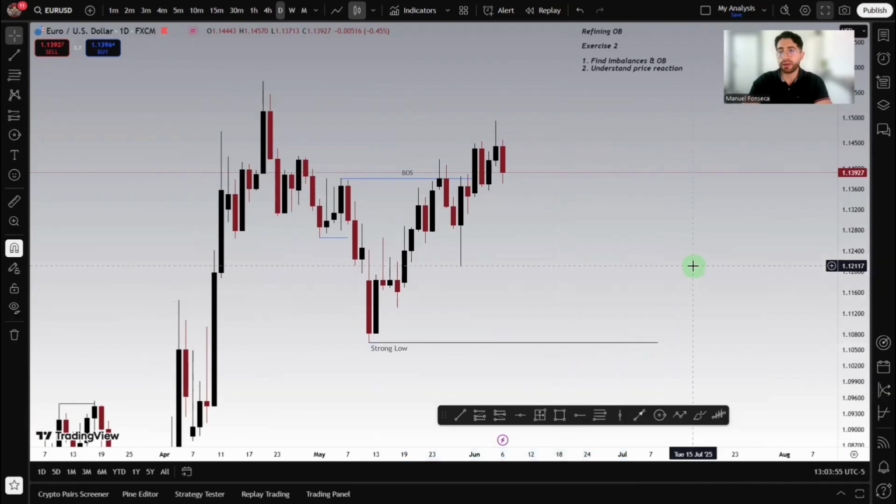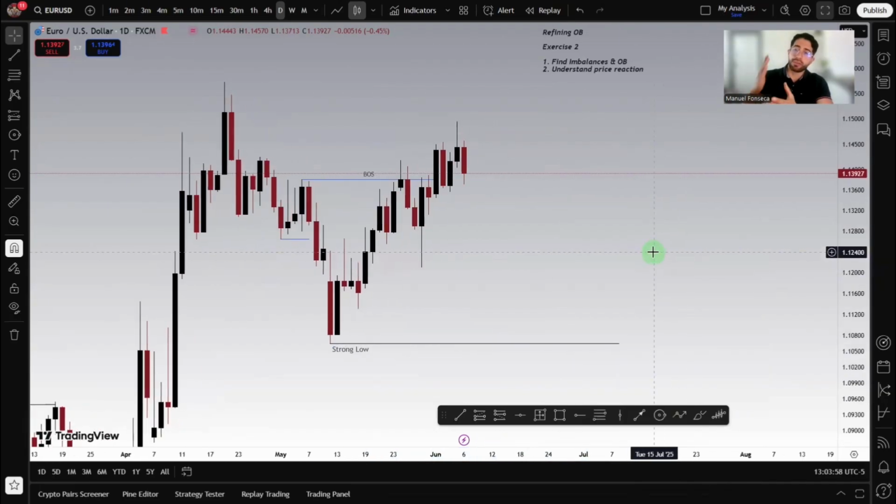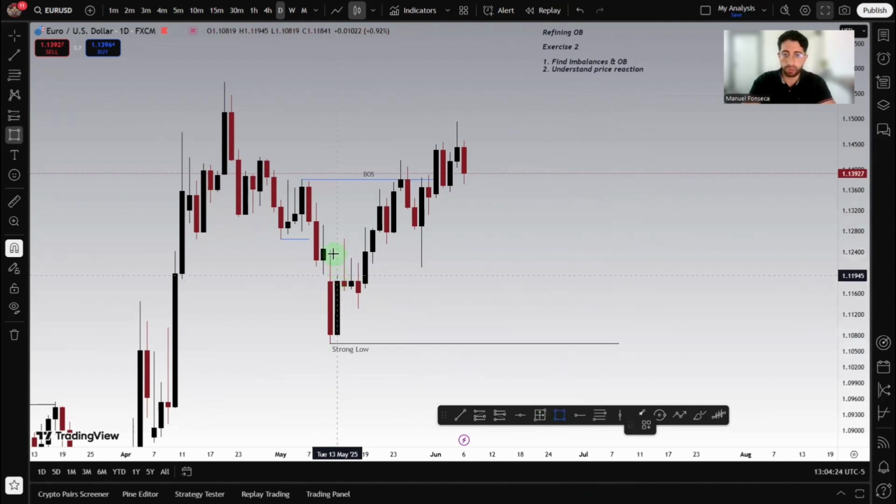Now, where do we find the order blocks? Okay. The order blocks that are more efficient or have more reactions in the price are the ones you find either in the beginning of a range or at the end of a range. Okay, we're not gonna enter into details because it will be for a further and more advanced class. We're just gonna stick to the explanation we were talking about.